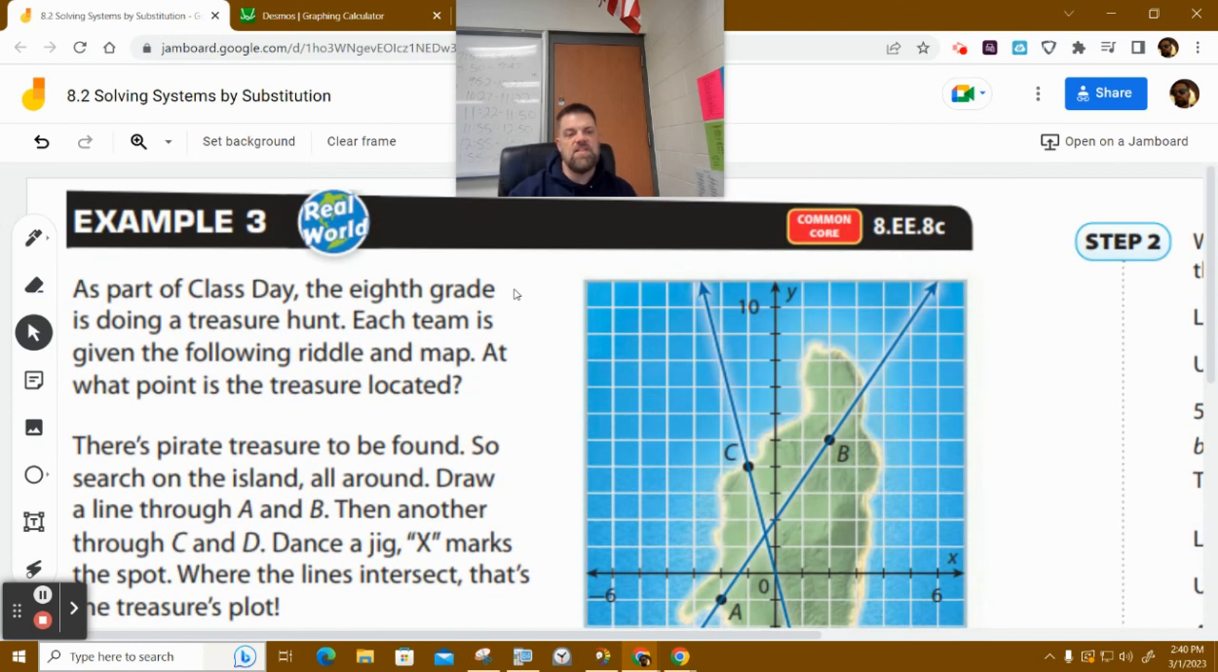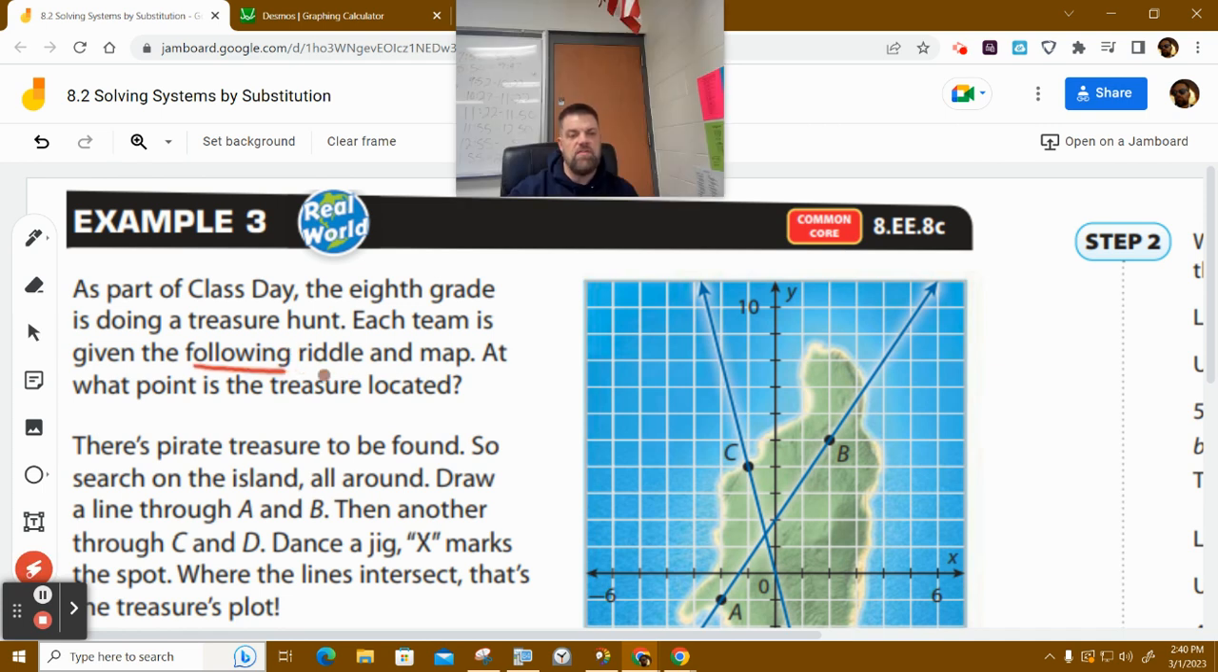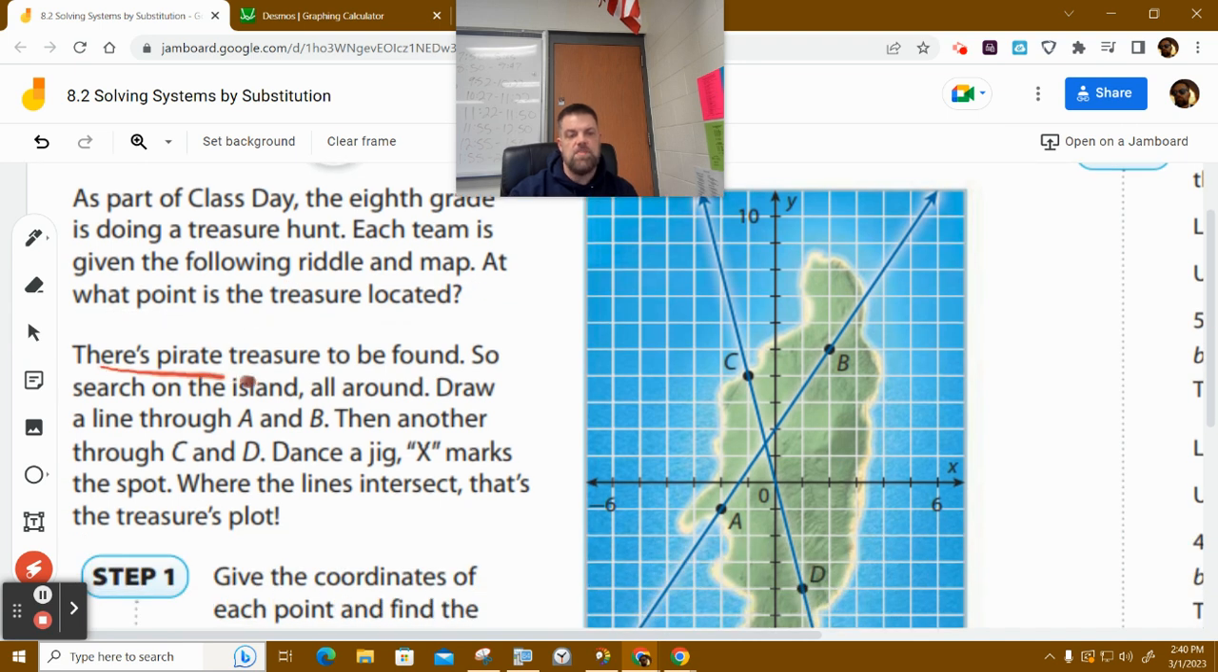All right, so for this last example, it says, as part of class day, the eighth grade is doing a treasure hunt. Each team is given the following riddle and map. At what point is the treasure located? There's a pirate's treasure to be found, so search on the island all around.